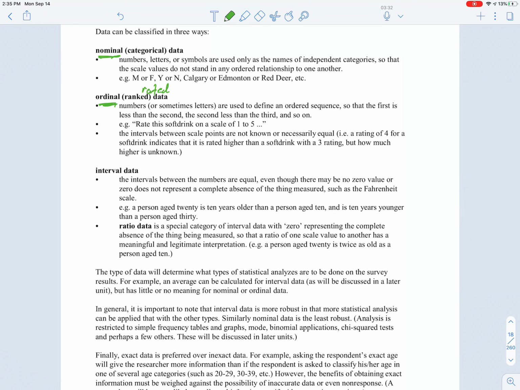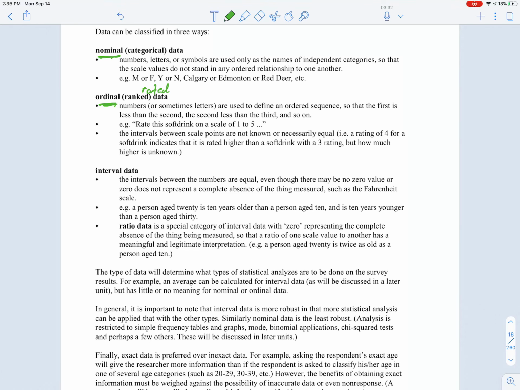It's hard to come up with an average, though, an arithmetic mean, which we'll see in Unit C. So what is the average rating on this? That's hard because, again, we don't really know the distances between the numbers.